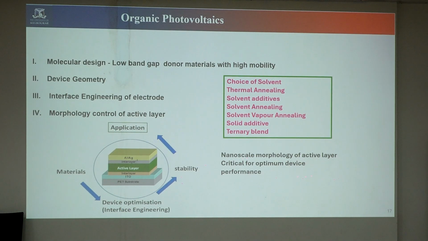Okay, now we come to morphology control. If you want real application of organic solar cells, we need to first develop the material and do a lot of device optimization. Device optimization also involves interface engineering, which we will talk about in detail in the last class. One concept of device optimization is active layer optimization, bulk heterojunction optimization. That means we control the nanoscale morphology of the active layer. Nanoscale morphology means a nanoscale phase-separated bulk heterojunction active layer.